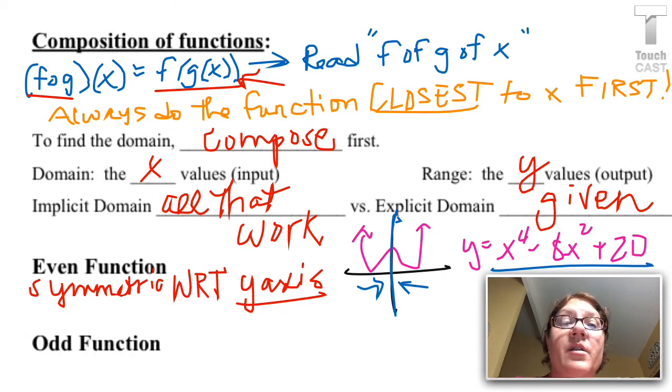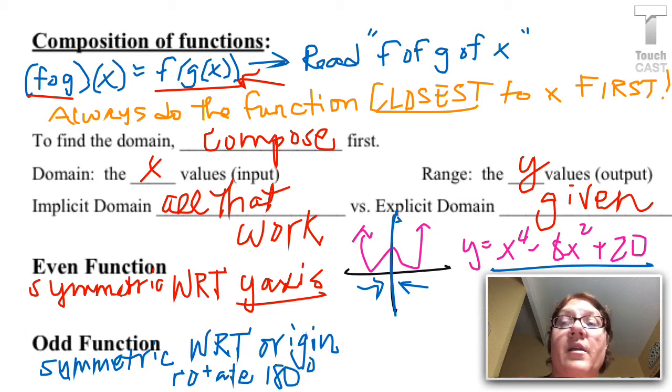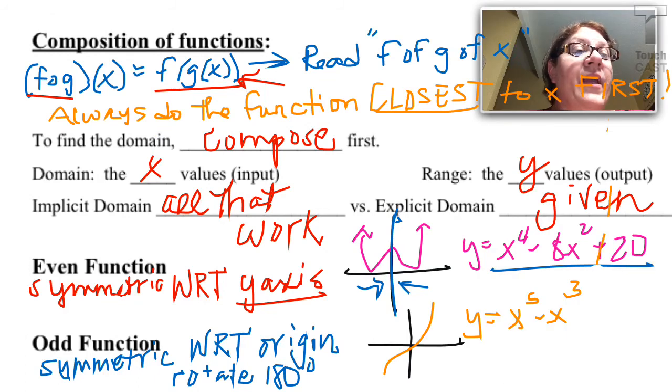The odd functions are symmetric with respect to the origin. Now, what that means is it has rotational symmetry, so I can rotate it 180 degrees, and then it will line up on itself. So, for example, if I had this degree 5 polynomial, y equals x to the 5th minus x cubed, it would graph like this. And if I were to turn my paper 180 degrees this way, then it would line up on top of itself, which is what makes it odd.